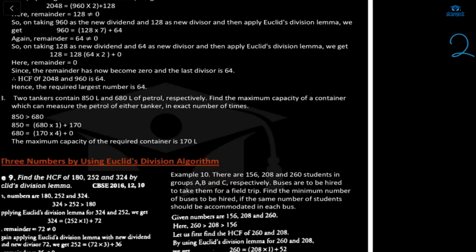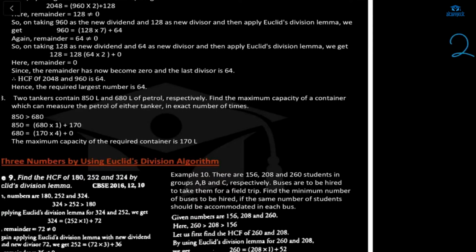Yeah, very good, 52. Now, this is the HCF of all the three numbers, A, B, C, the groups of students. Okay. Now, here you have not got the exact answer. This question is something different. Okay, what is it saying here? Find the minimum number of buses to be hired if the same number of students should be accommodated in each. Okay, so this is the HCF.